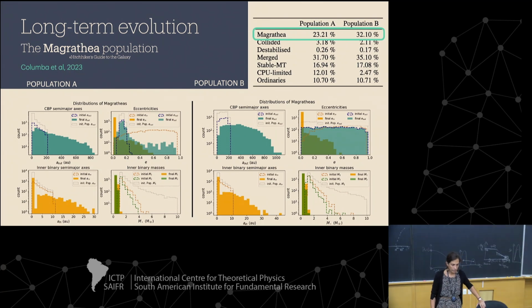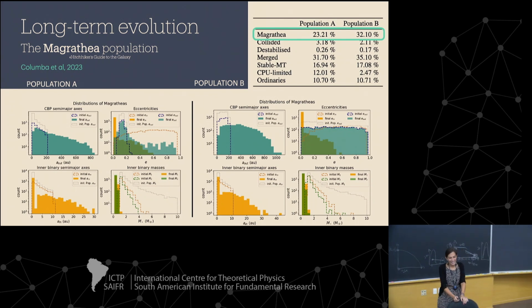And here it comes with the Magrathea population. Who of you has read the Hitchhiker's Guide to the Galaxy? Which in Portuguese would be? Guia das Mochilas? Ah, mochileiro, tá bom. Parece, né?